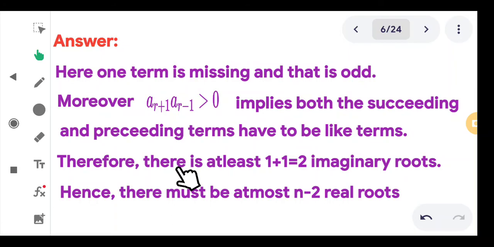Therefore, using the Gauss rule, there must be at least r plus 1 or 1 plus 1 imaginary roots. So at least two imaginary roots means the remaining roots must be at most n minus 2 real roots.